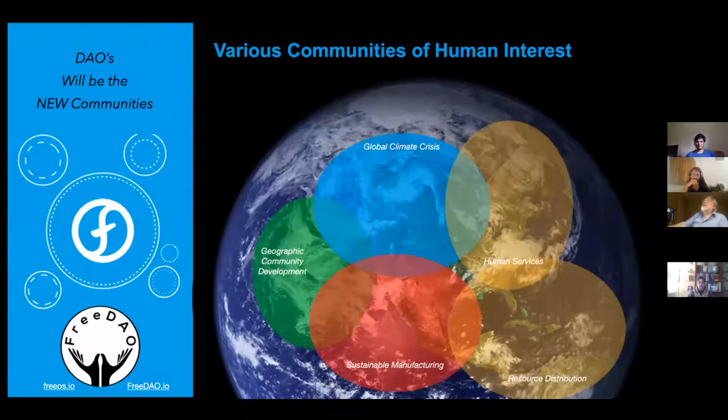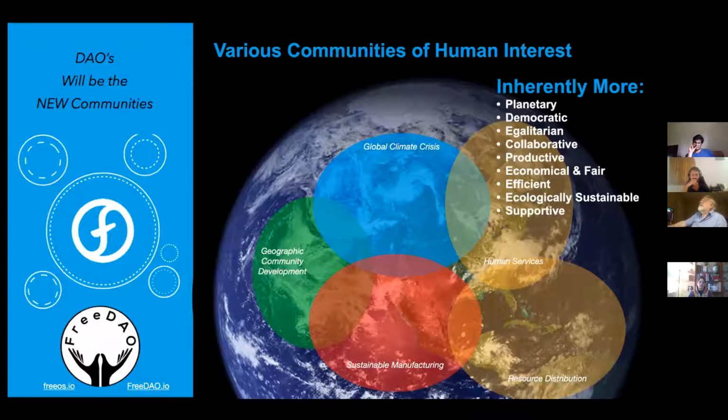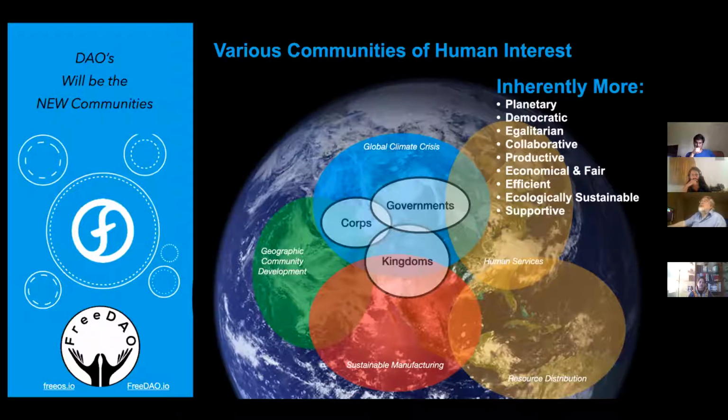The one thing I'd like to say about DAOs in general, the bigger picture, the big vision for DAOs, is that they are basically human coordination around human interests. We get people to coordinate and organize themselves around their interests. And these interest groups and these DAOs can be inherently more planetary and democratic and egalitarian and collaborative and productive and economically fair, efficient, ecologically sustainable, supportive. DAOs are kind of replacements for the old ways of governing ourselves. Governance, corporations, even kingdoms would be considered governance structures that were all very hierarchical, but we're moving to ways in which DAOs will replace those governance structures.